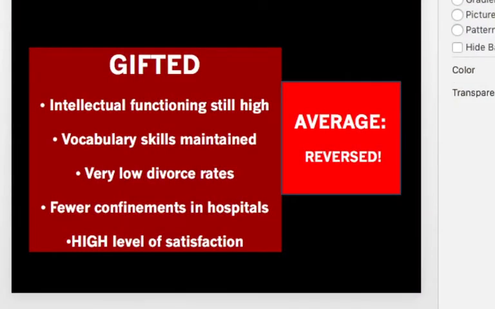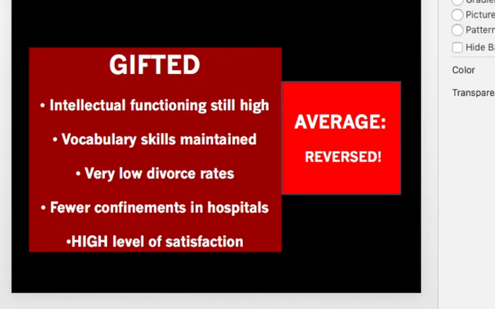So what happened? Let's go back again to the gifted people. Marami sa kanila, they are intellectually functioning very good in old age. Maganda ang kanilang vocabulary skills. They have very low divorce rates. In other words, a lot of them are still happily married. Fewer confinements in hospitals, meaning hindi sila masyadong na-hospital. So, malakas ang kanilang pangangatawan. And most of them have high levels of satisfaction in their old age.